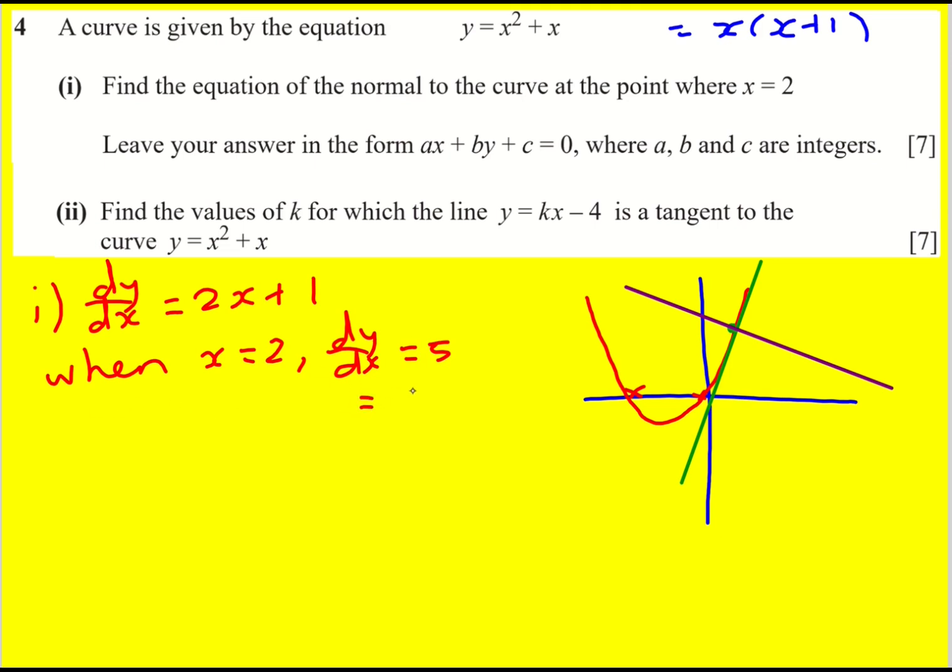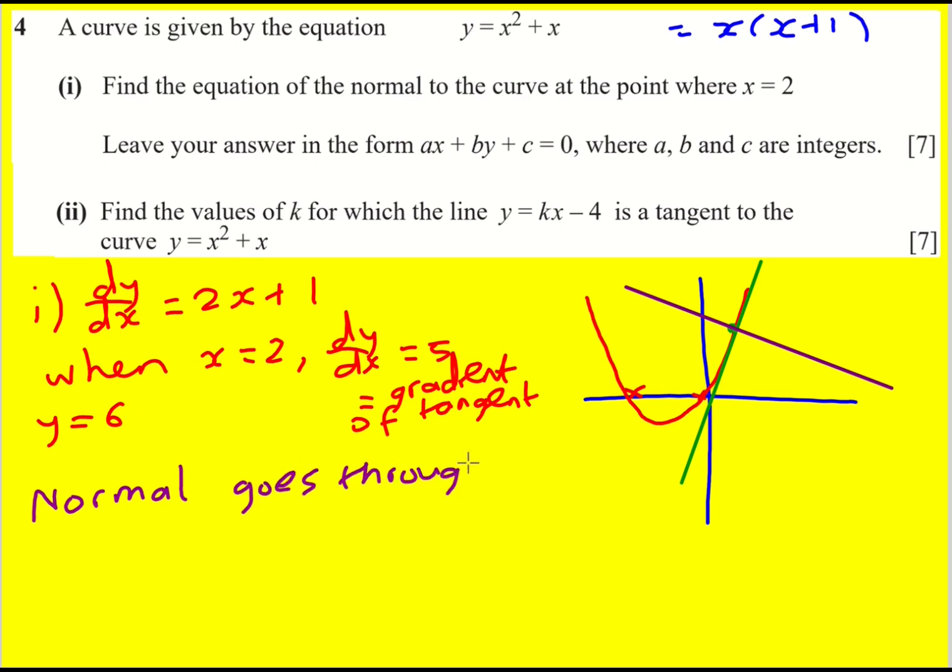And this is also equal to the gradient of the tangent. They share the same gradient at that very point where they meet. I'm also going to find out the value of y. So that's going to be 2 squared plus 2, which is 6. So the normal is also going to go through that same point. But the gradient, because it's at right angles, it's a perpendicular line, we take the negative reciprocal of 5. It's going to be -1/5.